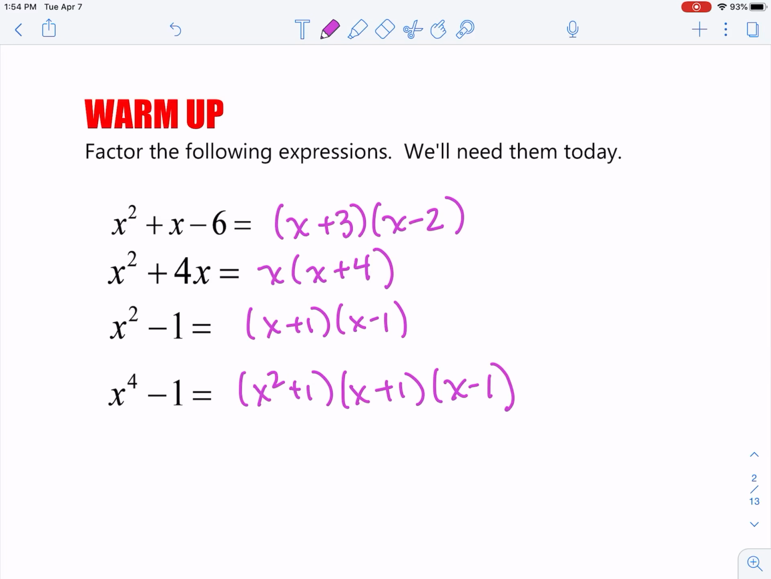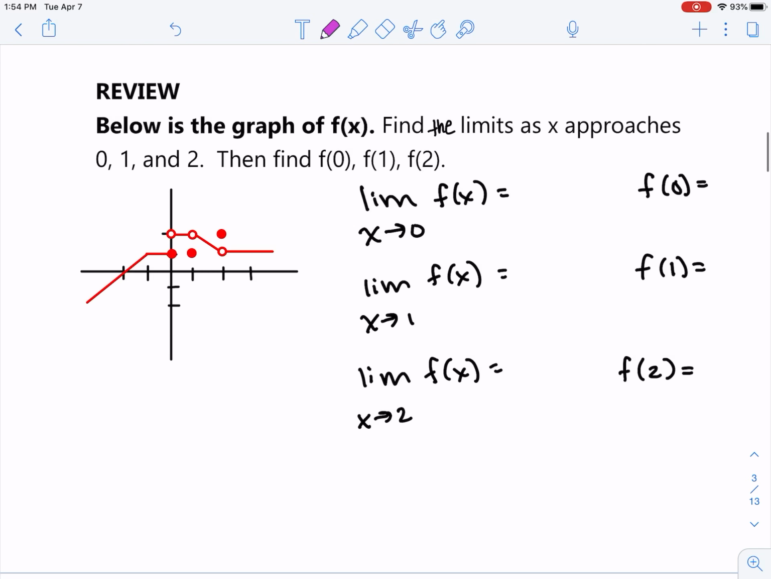All right, here are the answers we got, so you can check your work, see if you agree. And then before we move on, I do want to kind of do a review of limits graphically. So I'd like for you to try finding these three limits and these three function values. Again, pause the screen and then click play when you're ready.